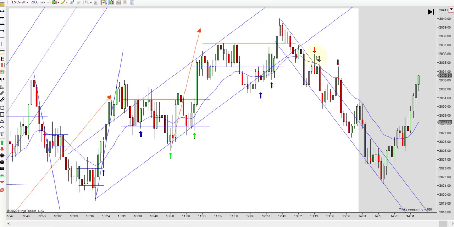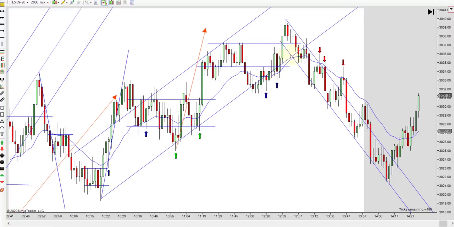And we did close outside and then this thing reverses. And this was a nice afternoon trend into the 2 o'clock hour. You don't get a lot of these.